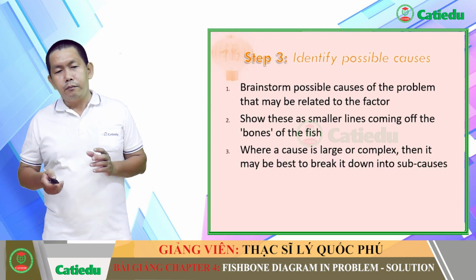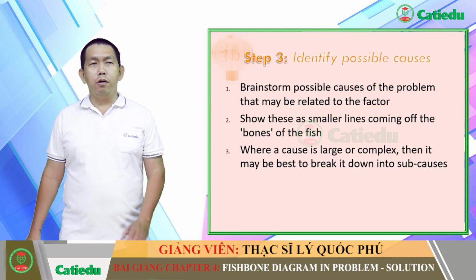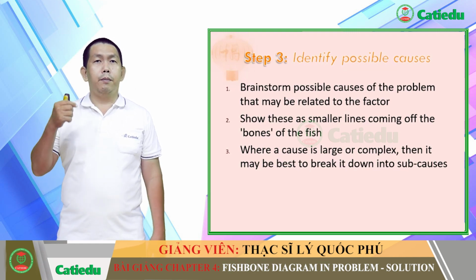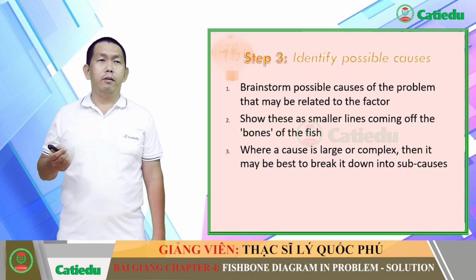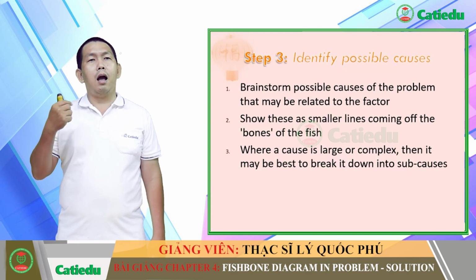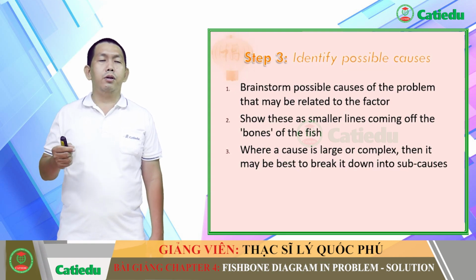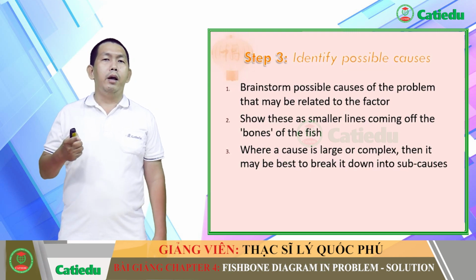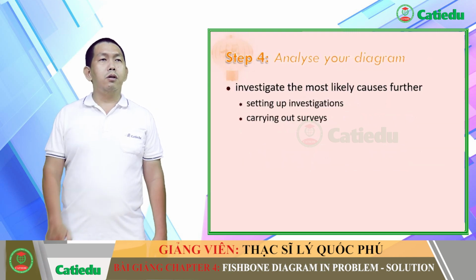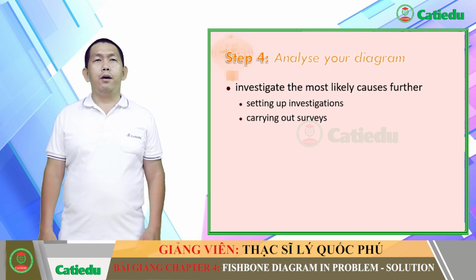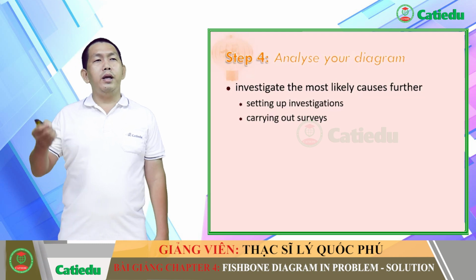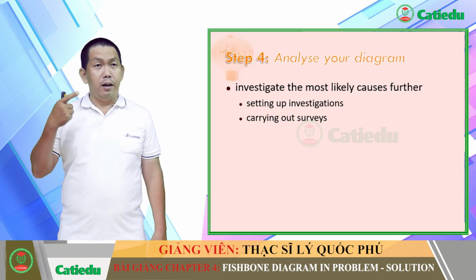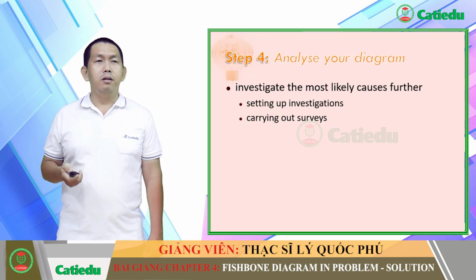Step number 3, you have to identify the possible causes. First, you brainstorm the possible causes of the problem that may be related to each factor. Then you show these as smaller lines coming off the bones of the fish. Where a point is large or complex, it may be best to break it down into subcategories. Step number 4, you have to analyze the diagram. Analyze means you investigate the most likely causes further. You have to set up the investigation and carry out surveys.